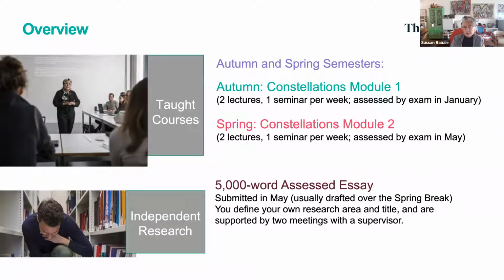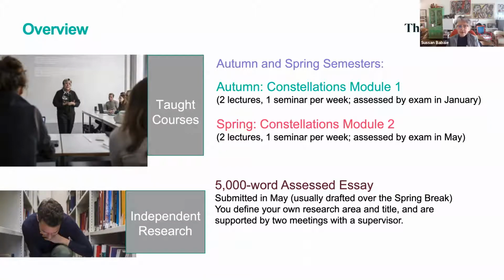And so the seminar part is once a week, and the constellation modules are assessed by way of an exam. And these exams are at the beginning of the second semester, in January, and then in May. So you finish the semester and you have a break over December, early January, and you come back to take those exams. And then in the spring constellation module, you return after the spring break to take the exam in May.